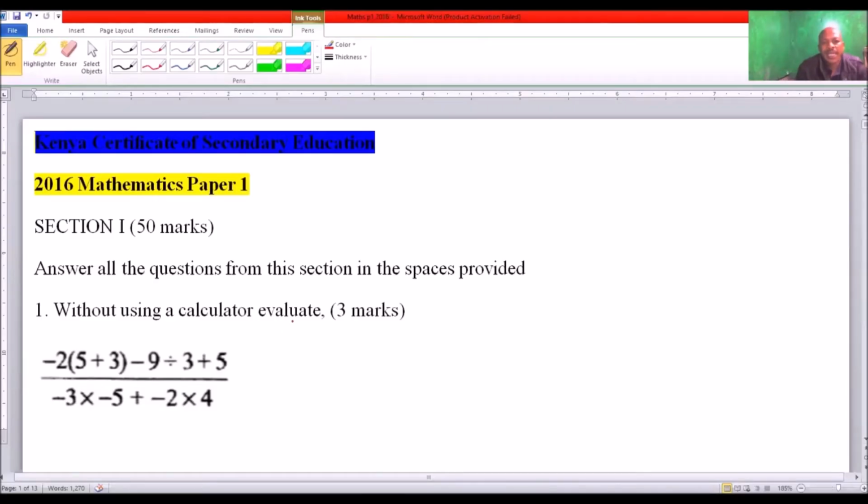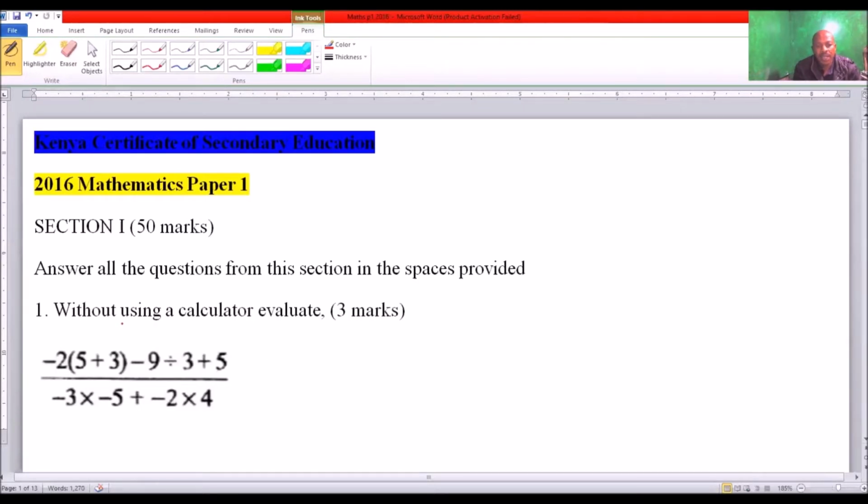So this is 2016 Mathematics Paper 1. We are going to revise this paper. And this is section 1, 50 marks. And you are told to answer all the questions from this section in the spaces provided. Question number 1, we are told without using a calculator, evaluate.